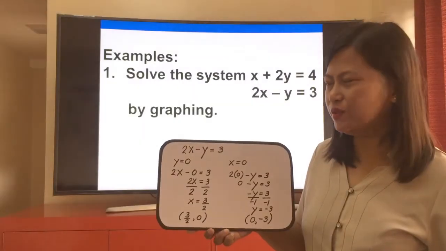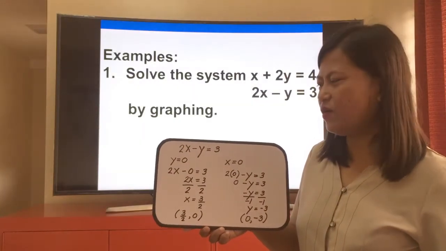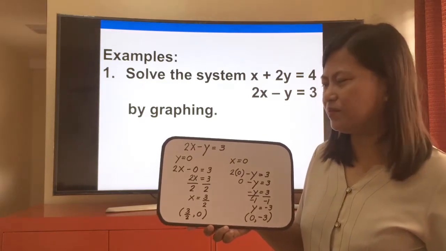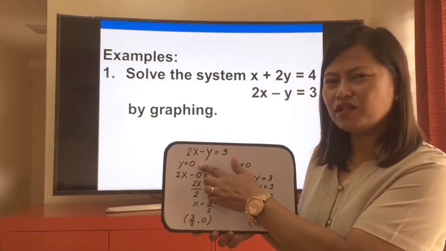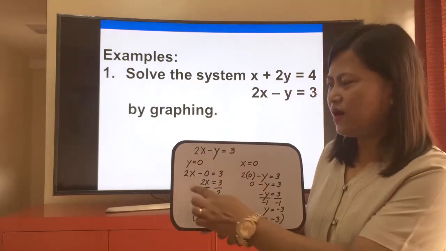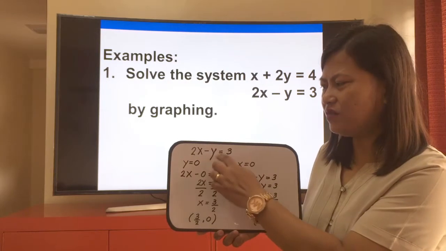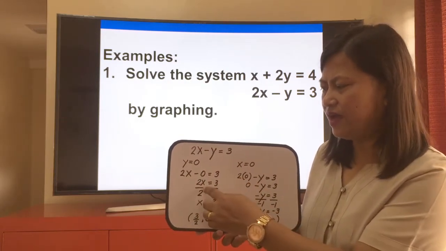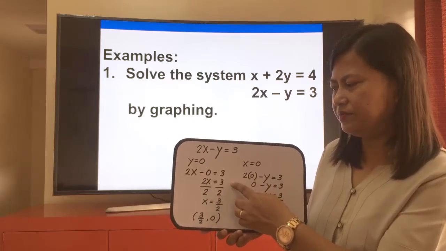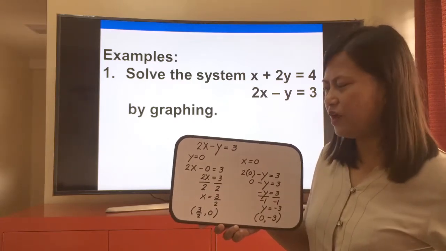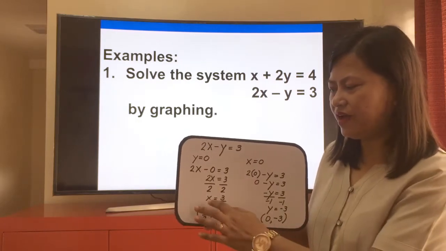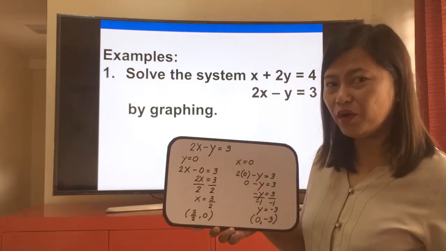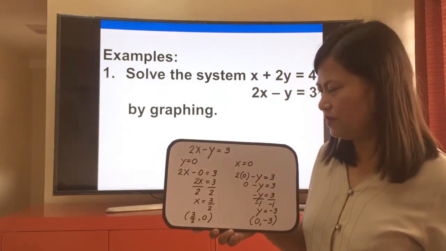Let's have equation 2: 2x - y = 3. So we will find the x-intercept. We let y = 0. So copy 2x - 0 = 3. So we have 2x = 3. Dividing both sides of the equation by 2, we have x = 3/2. We now have the point (3/2, 0).